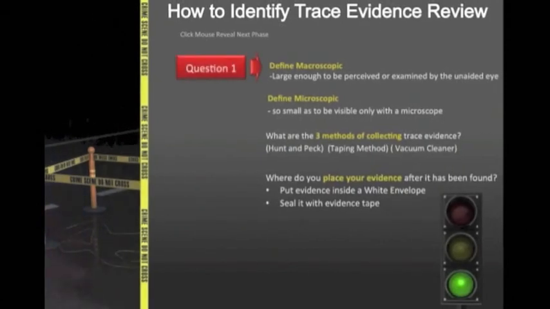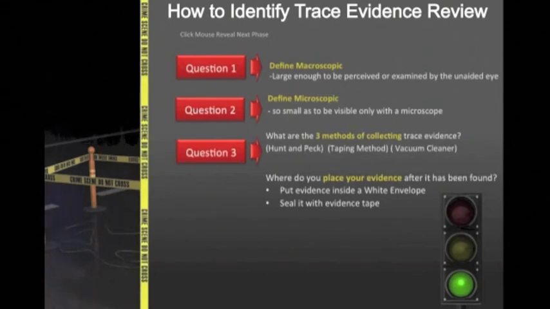Define macroscopic: large enough to perceive or examine by the unaided eye. Define microscopic: so small as to be visible only with a microscope. What are the three methods of collecting trace evidence? 1. The hunt and peck method. 2. Taping method. 3. The vacuum cleaner method.